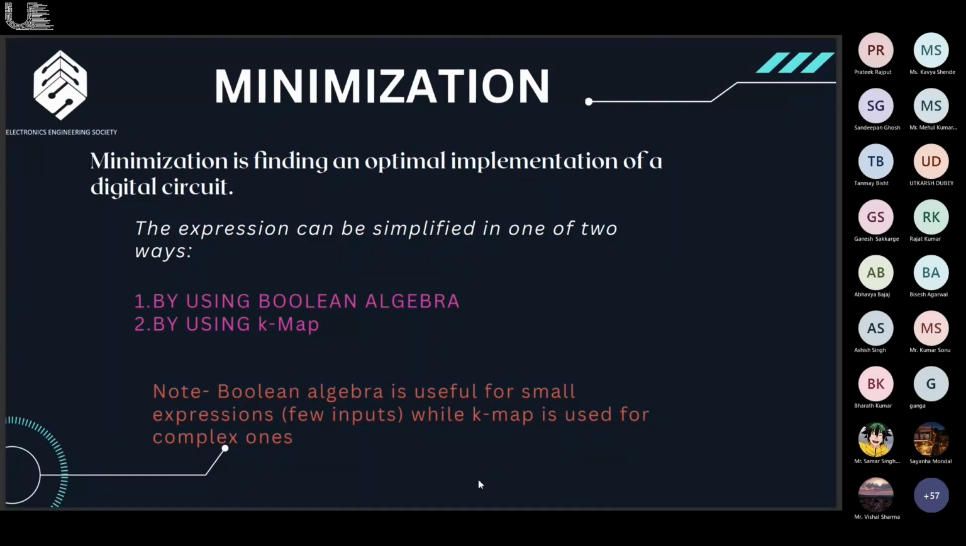So basically there are two ways to minimize any given Boolean expression. We can either use Boolean algebra. Boolean algebra is governed by its own set of laws, which we'll see later in the next slides. And the second method is using K-map, also called the Karnaugh map. This is a much simpler tabular method of minimizing Boolean expressions.